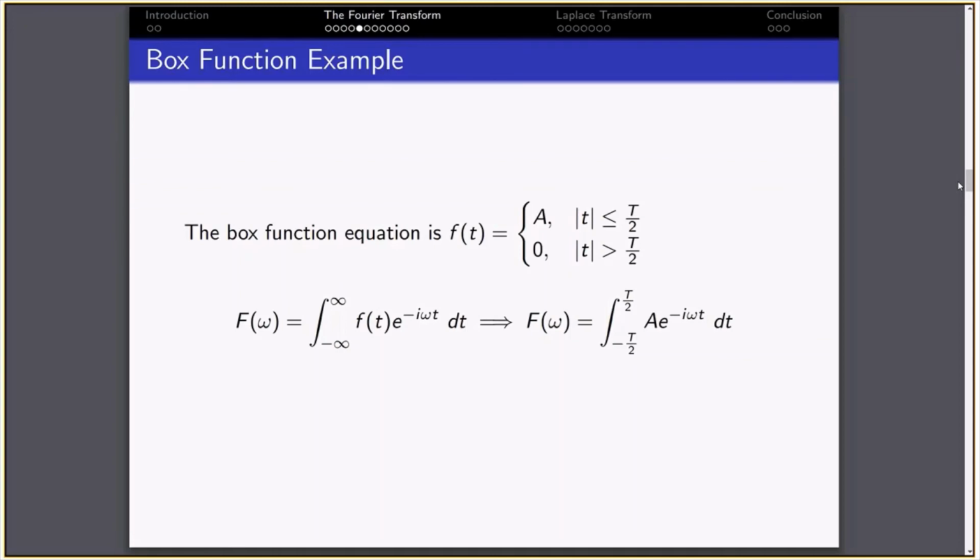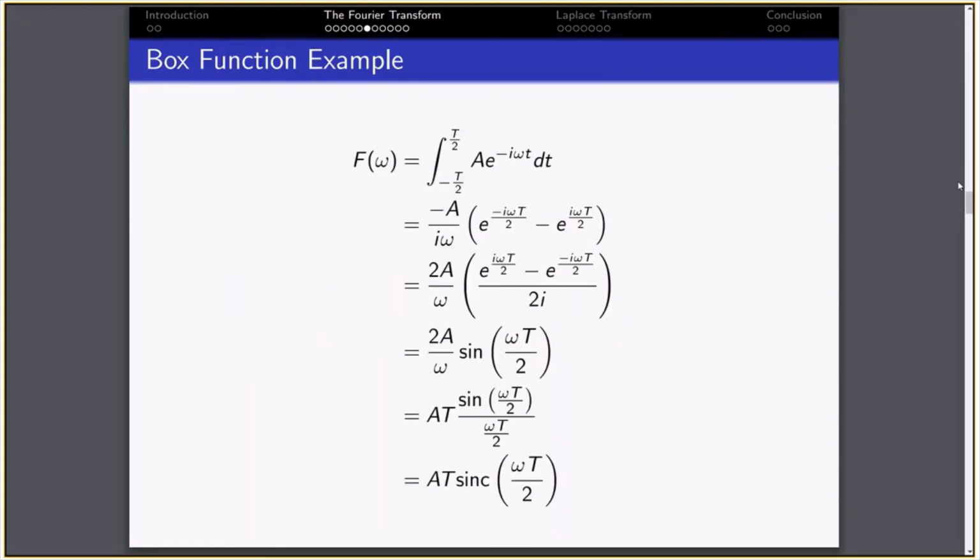So plugging that into our Fourier transform equation, we then get capital F of omega equal to the integral from negative capital T over 2 to positive capital T over 2 of a e to the negative i omega t dt. And just one thing to note, because the function is 0 everywhere except for the value in which it is a, the integral changes from negative infinity to positive infinity to negative T over 2 to positive T over 2.